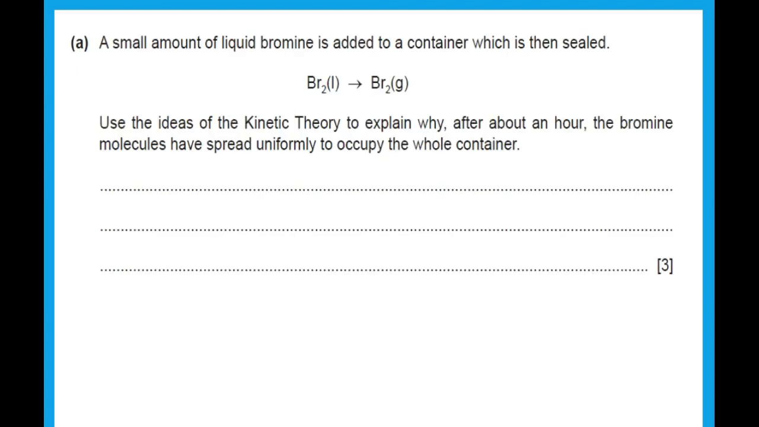Okay, a small amount of liquid bromine is added to a container which is then sealed. Use the ideas of kinetic theory to explain why after 1 hour the bromine molecules have spread uniformly to occupy the whole container. So you're trying to explain two things. You're trying to explain that the liquid is going first to change into gas, and then the gas molecules are going to move through the container.